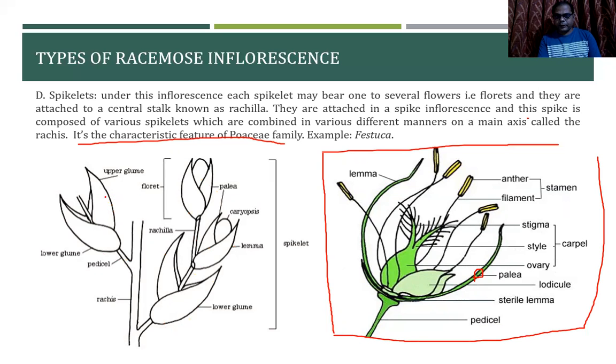We have the upper glume and the lower glume. We have the pedicel here. Now, this is also the pedicel. The main axis is called the rachis. Now, your peduncle converts into the rachis. Now, on the rachis, we have the pedicel.